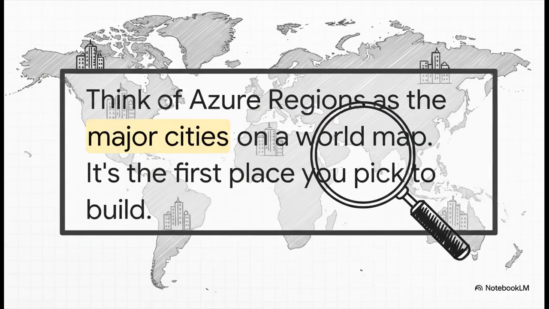You want the easiest way to remember this? Just think of Azure regions as the major cities on a world map. It's that simple. When you decide you're going to build something, the first thing you have to do is pick which city you're going to build it in.